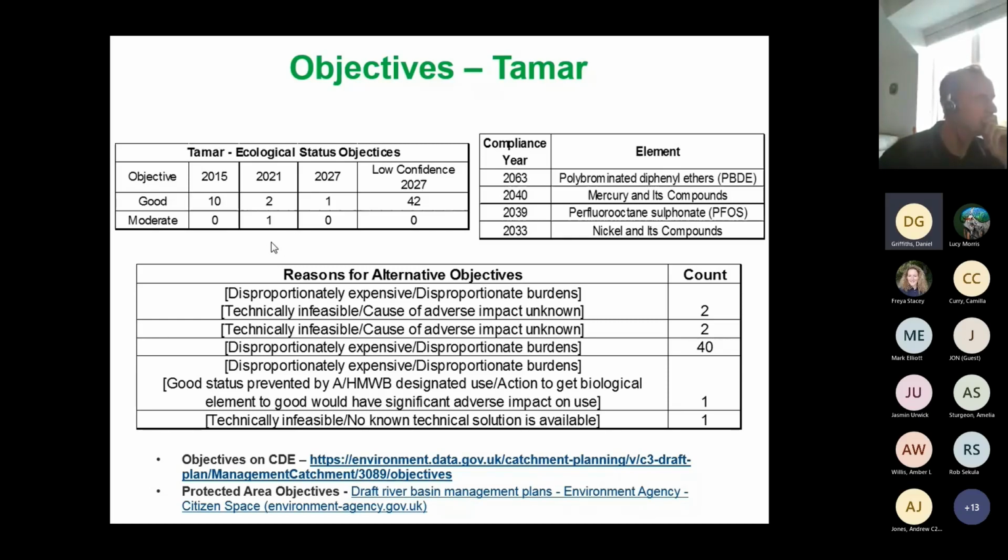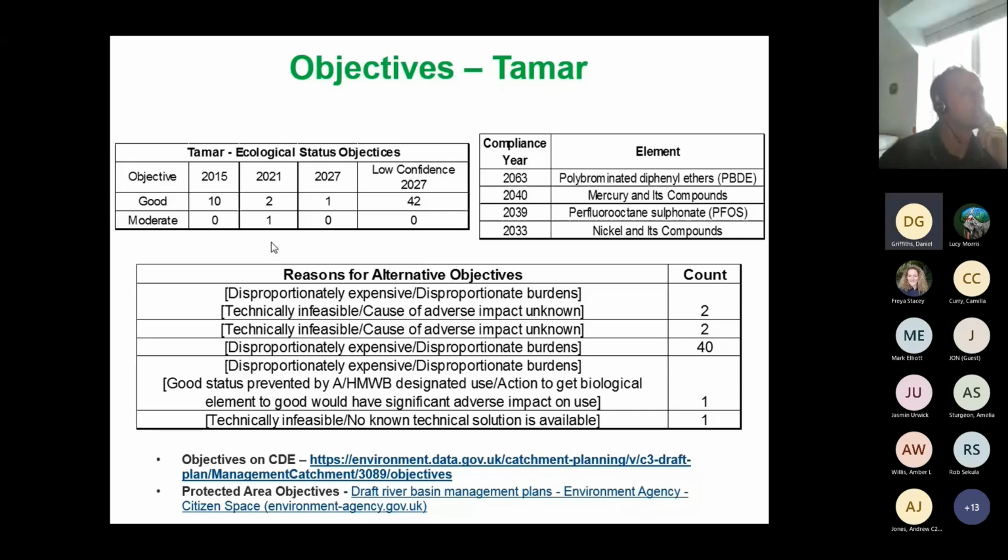And you'll note that there's two categories for the 2027 objectives. There's one water body where we're confidently saying that by 2027 we're expecting to see good status, so we set that objective. For the remaining 42 that have got 2027 as their year, they're down as low confidence objectives, and what that basically means is that we don't currently have the measures in place that will see them achieve that status by 2027. So as it currently stands, it's not looking likely that that objective will be achieved.